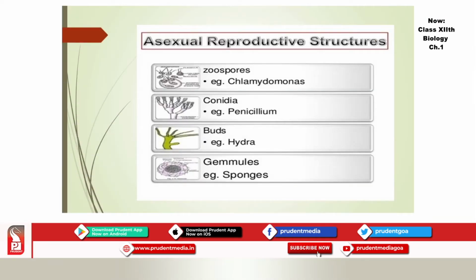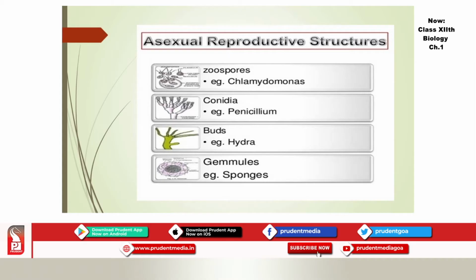We have zoospores seen in Chlamydomonas, which is an algae. Zoospores are flagellated motile spores that are asexually produced. Conidia are seen in Penicillium. Penicillium is a fungus belonging to the group called Ascomycetes. Conidia are exogenous spores that are borne on stalks called conidiophores. So these are exogenous spores known as conidia in Penicillium.